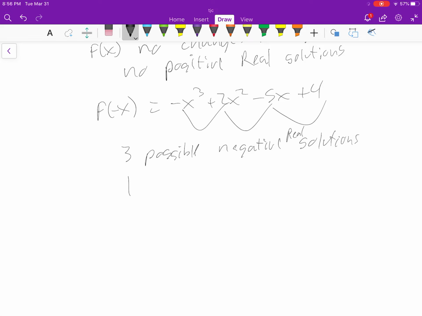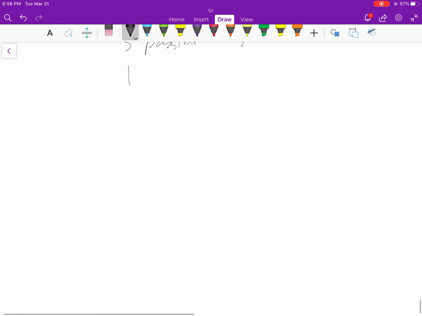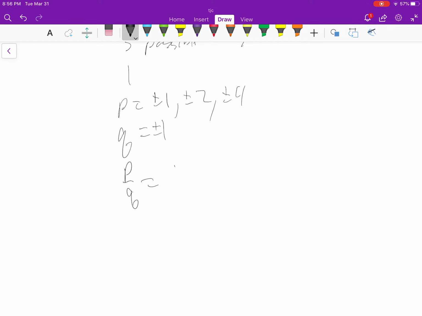Okay, now let's look at our P and Q. Well, back to the original one, it's 4 and 1. So P equals plus or minus 1, plus or minus 2, and plus or minus 4. Q is just your 1. So what's our possible P over Q? Possible solutions are positive negative 1, positive negative 2, positive negative 4.